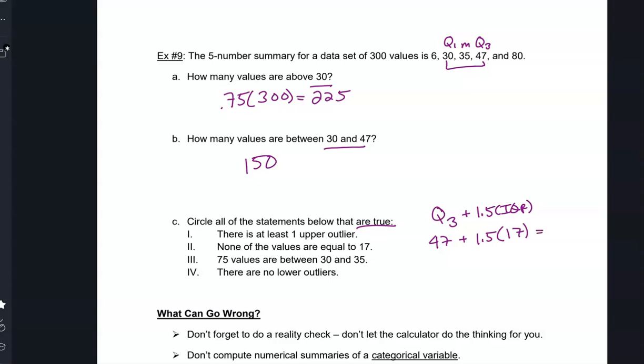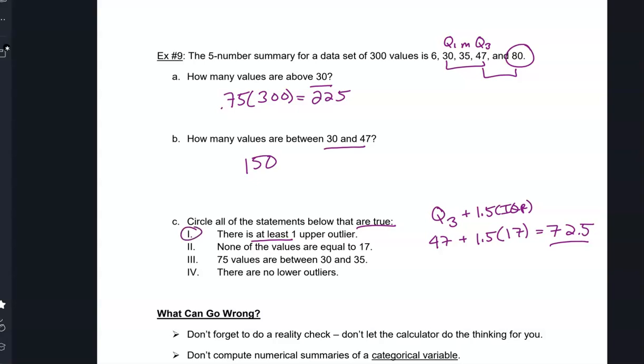If I am looking at that, that's going to give me 72.5. And 80 is above that. So there could be numbers in between 47 and 80 that are above 72.5. That's why it could be at least one. It could be one or more. So that's true.